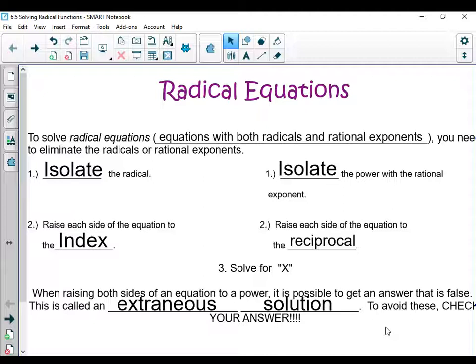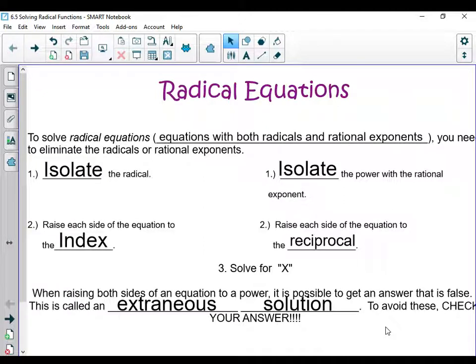So we're looking at radical equations. It could be equations with literally a radical in it, or it can have the rational exponent. Remember, the rational exponents mean a radical as well, okay? So there's going to be two different ways we're going to see this. First, we might see just the radical. So we want to isolate the radical.